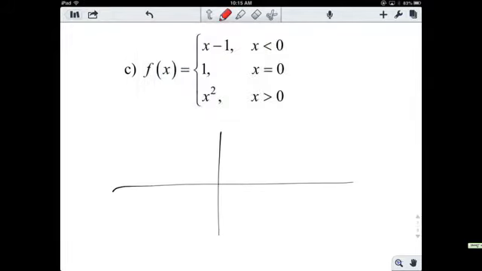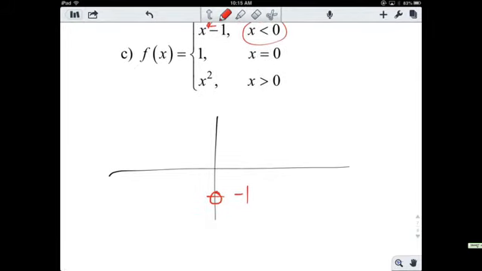All right, so again, to the left of 0, it's x minus 1. I want to know where that graph terminates. So I'll plug in a 0, and I get negative 1 once again. But because there's no equal sign, I put an open circle. And now to the left, I know it's the slope of 1, so just like we've done before, like that.